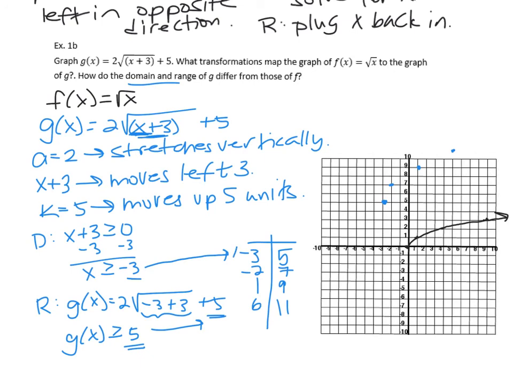It's going to start where our domain and range are, and it'll continue up to the right and go up towards positive infinity. Notice it stretches vertically. It moved left 3 and up 5.